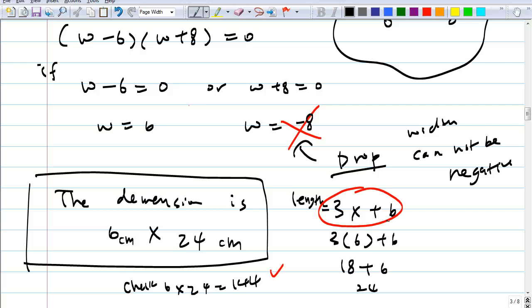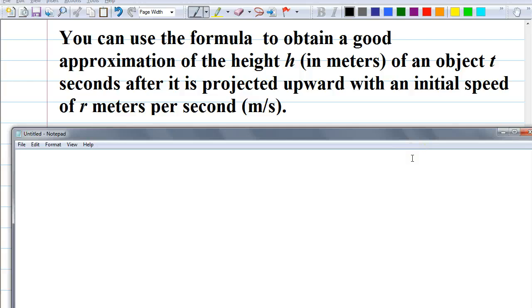We're going to go to example 4, okay? Let's go to example 4. We'll do example 3 tomorrow. Let's look at example 4 now. Before we do example 4, they told us this: you can use a formula to obtain a good approximation of height h in meters of an object t seconds after it is projected upward with an initial speed of r meters per second.